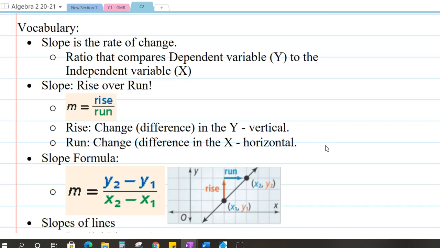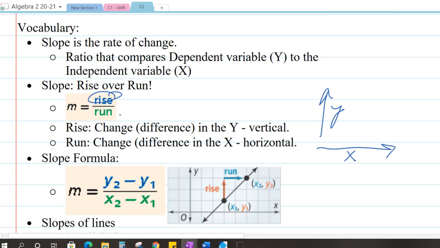It's a ratio that compares the dependent variable, or the y, to the independent variable, or the x. We typically know slope as rise over run. Rising is going up and down, the vertical, and running is going in the x. So when you run across the field, when you rise, you stand up. So standing up would be the y-axis, rising, and running would be the x-axis. So you're always going to put the rise over the run.